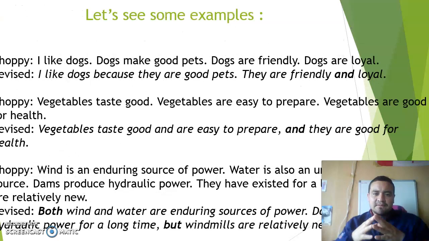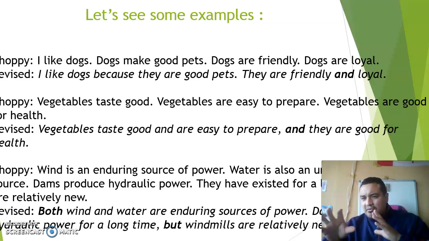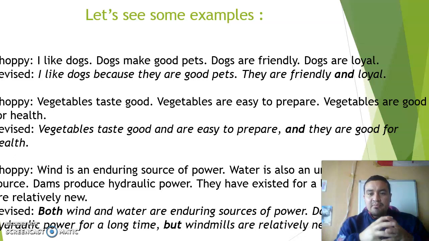Let's see some examples. Choppy sentence: I like dogs, dogs make good pets. You see, there are a lot of fragments there. It's two short sentences, very short. There are many like that, so let's join them together: I like dogs because they are good pets, they are friendly and loyal.